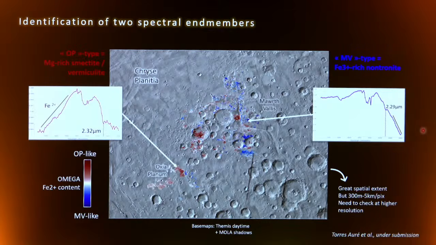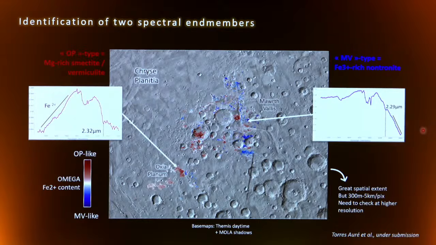So what we see is that we distinguish the little red circle, which is OP type of clays, everywhere in Oxia Planum and in the Mawrth Vallis region, and we distinguish MV type of clays in all Mawrth Vallis region and in the Oxia Planum region right above delta catchment elevations. So the delta is here, and from here northwards it's downslope. So starting from here, we don't see any more MV type absorptions.